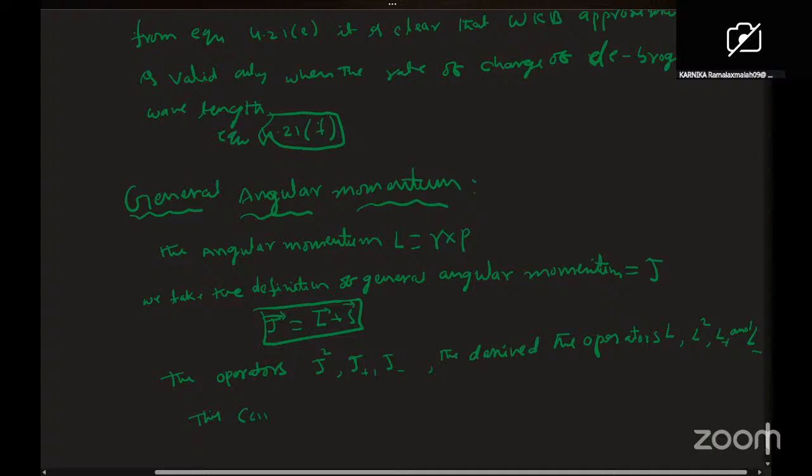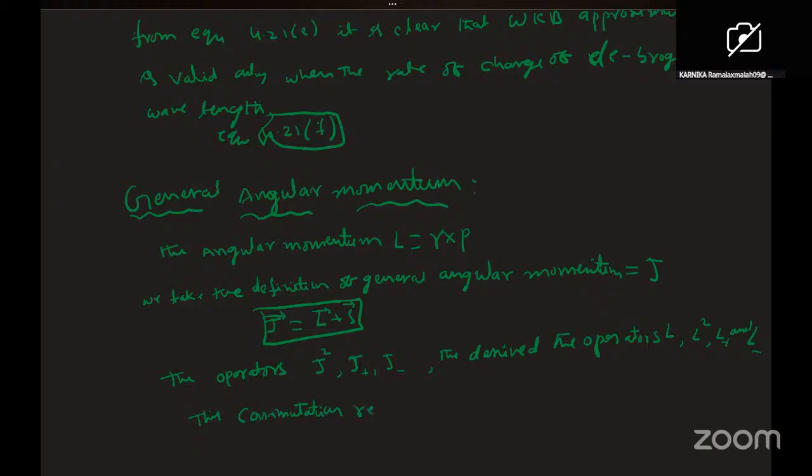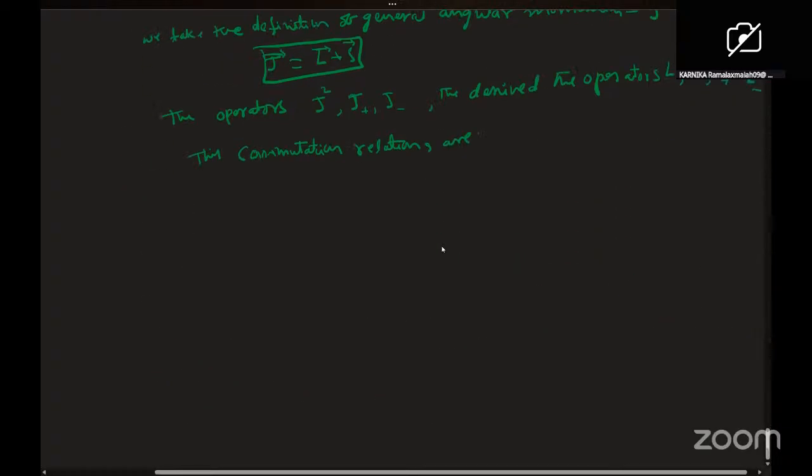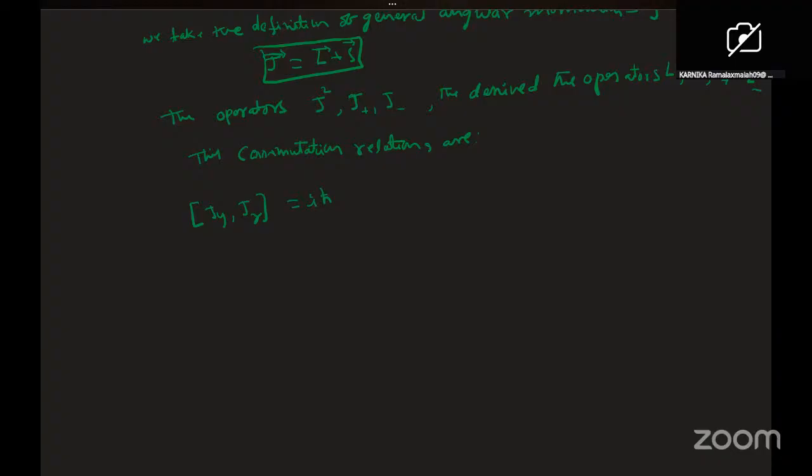These commutation relations are: the bracket jy comma jz is equal to i h-bar jx; jz comma jx is equal to i h-bar jy.